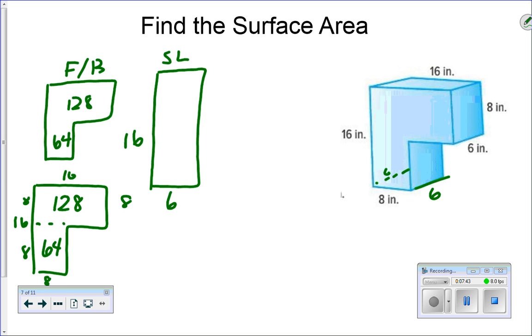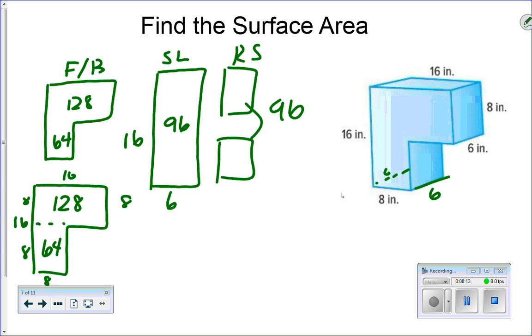Let's see, 16 times 6. 96. And then you know what you could do? That could also be this side too, because this plus this is going to equal that back side. Right? Do you see that? So this plus this is going to be the back side. And then these two together, 96. So this would be my right side.